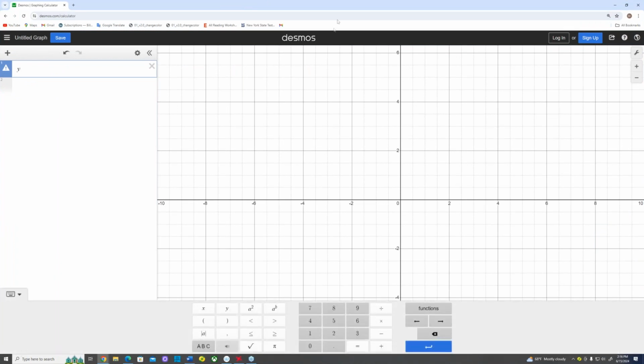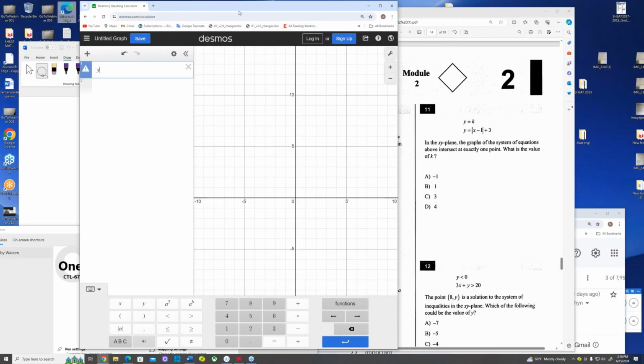Make it smaller. Y equals absolute value of x minus 1, minus 1. Okay. And what is it? Plus 3. Plus 3. We have this one.